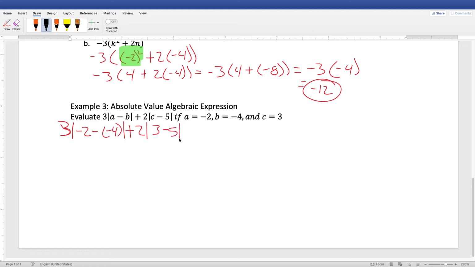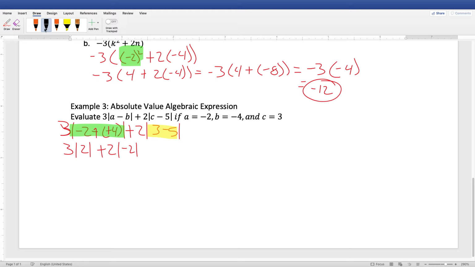We need to simplify what's inside parentheses first. As you see, we have minus a negative. We write it as minus a negative, so we can change it into plus a positive. So I have 3 times the absolute value of negative 2 plus 4, which is 2, plus 2 times the absolute value of negative 2. I simplified inside both parentheses or both absolute values, which is the same thing as a parenthesis.